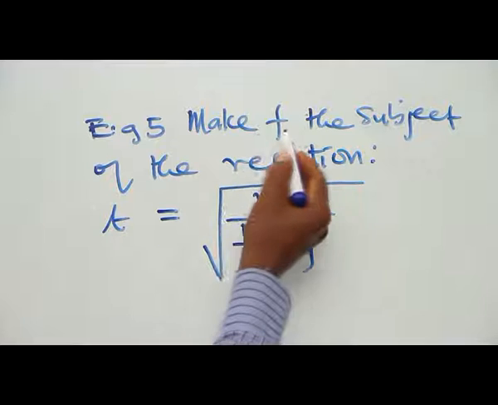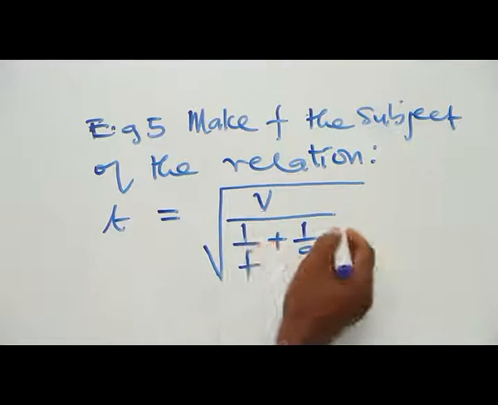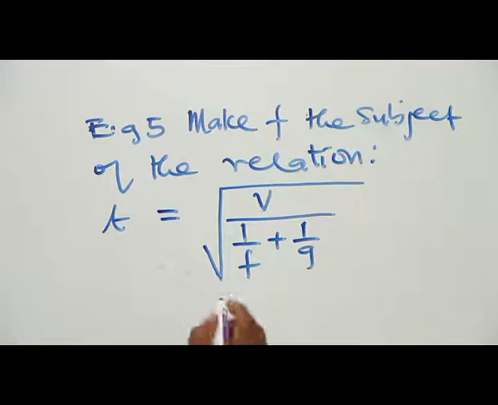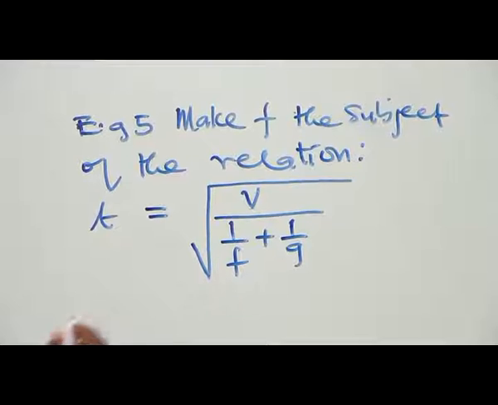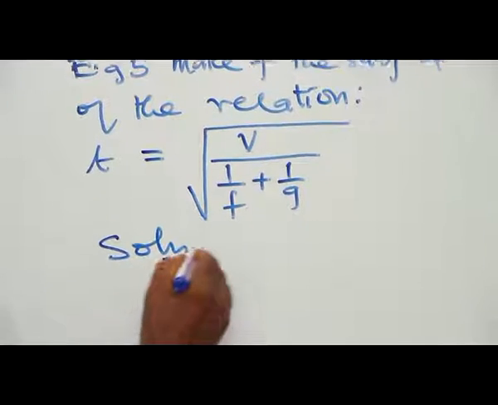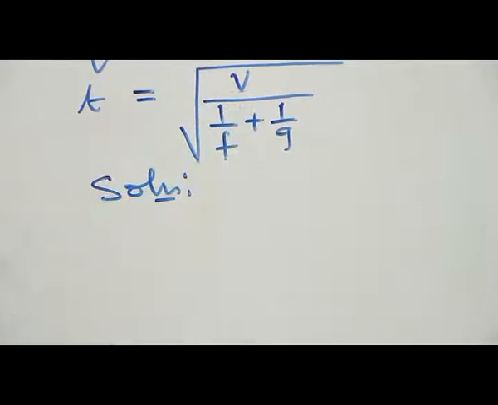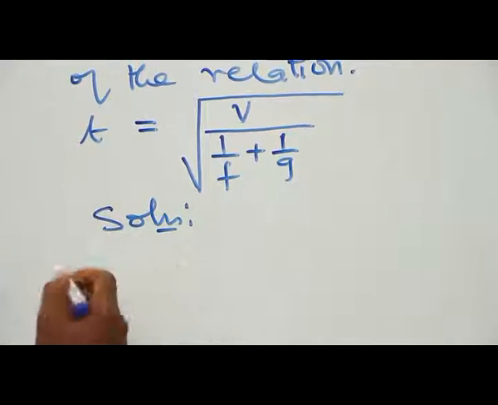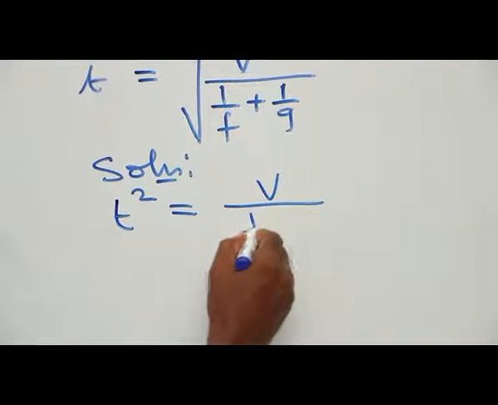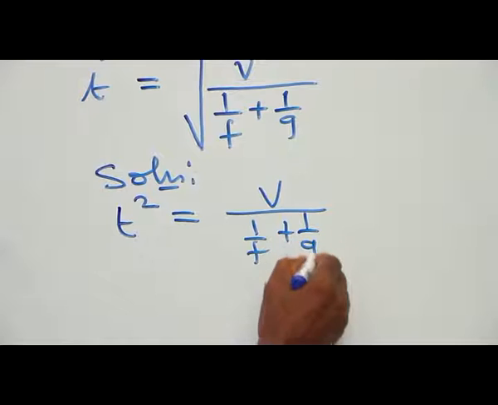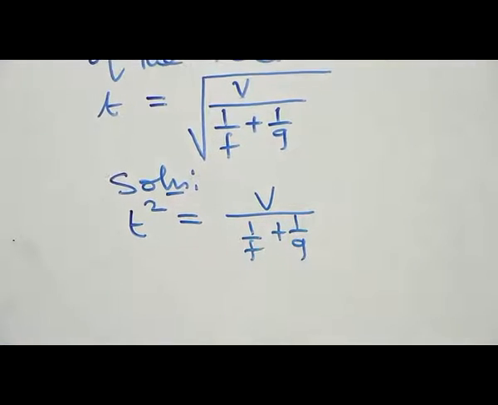Example number 5. Make f the subject of the relation t equal to v all over 1 over f plus 1 over g, all under square root. When you look at it, you say, oh, how do I solve this? It's simple. Just be consistent with the principles. The first thing is, let me remove the square root symbol from the right hand side by squaring both sides. So we have t squared is equal to v all over 1 over f plus 1 over g. You cover that now with the principles and simply go straight and write out what you're supposed to have.